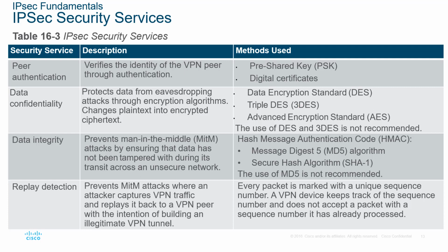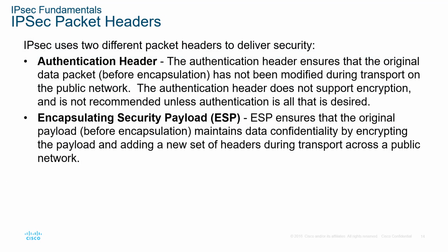When we are looking at our IPsec, we can look at it in terms of which IPsec portion we're going to handle first. And so that means looking at the packet header. We have two ways of doing this. We could look at the authentication header, and this is going to be the authentication that will ensure that the original data packet before the encapsulation hasn't been modified. This will not encrypt the entire payload. This only looks at the authentication header.